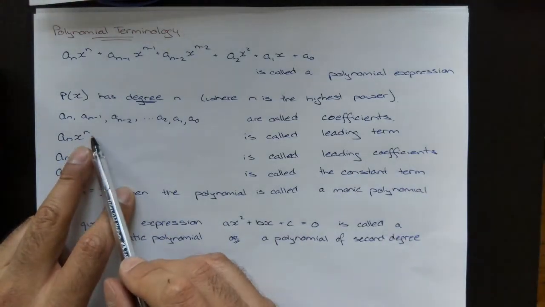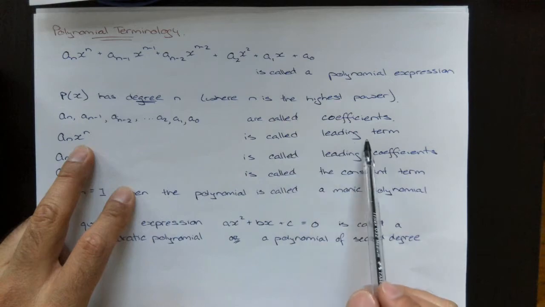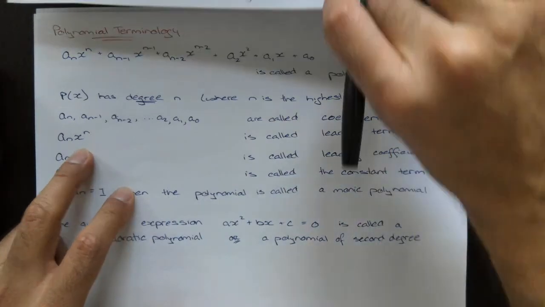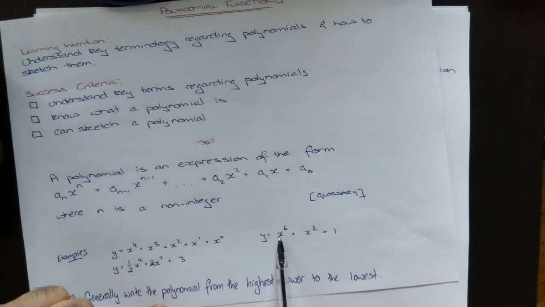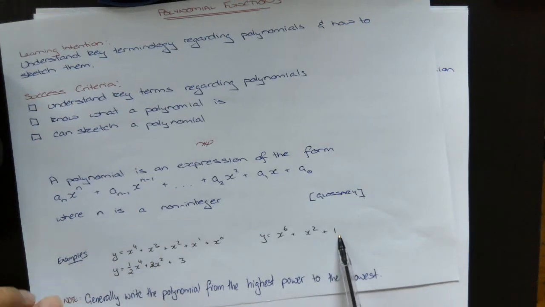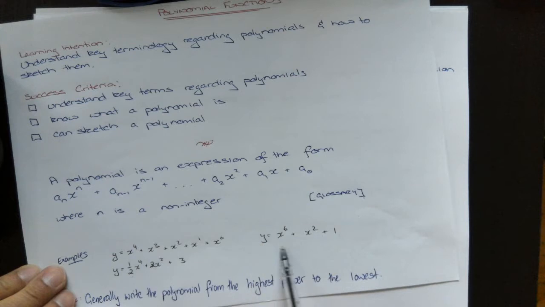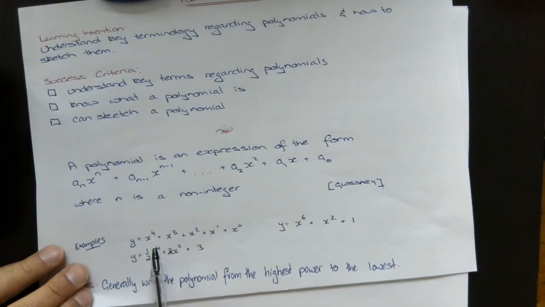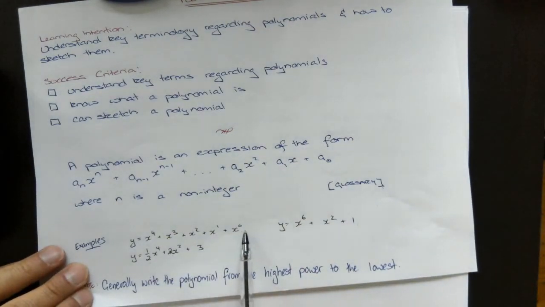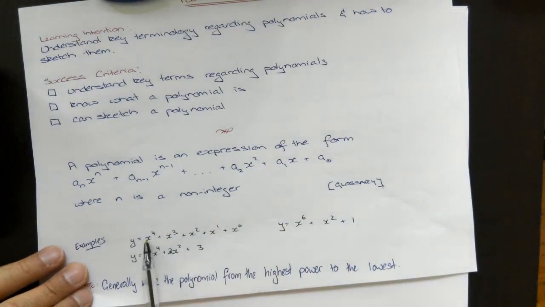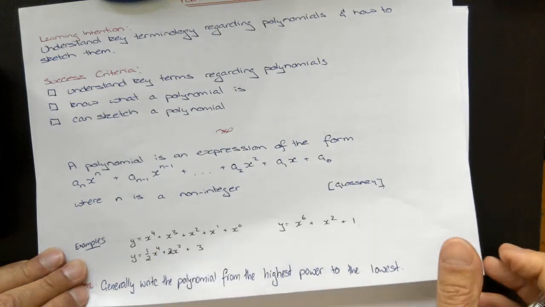a_n x to the power of n is the leading term. So remember back in algebra, x to the power of 6 is a term, x squared is a term, even 1 is a term. So this polynomial has 3 terms, and the leading term is x to the power of 6. This one has 1, 2, 3, 4, 5 terms, but the leading term is x to the power of 4. And here we've got 3 terms, but the leading term here is a half x to the power of 4.